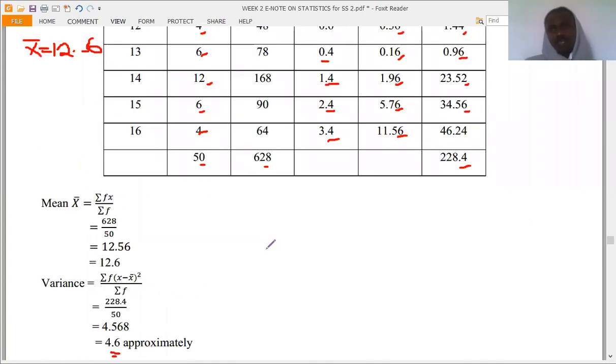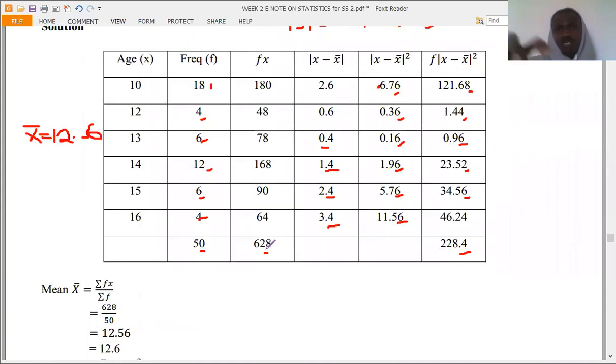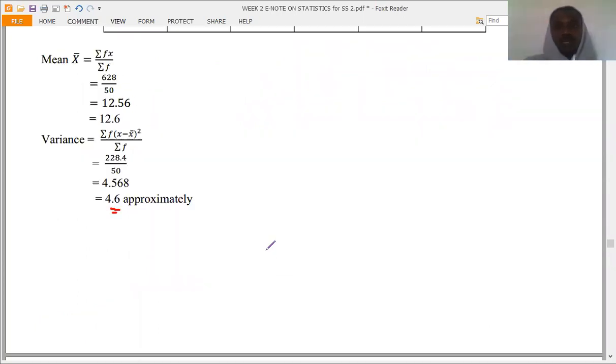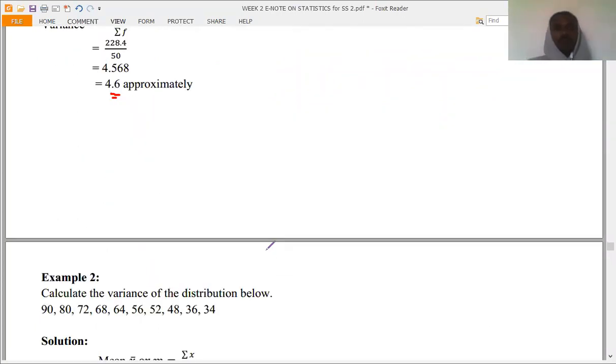I hope you understand that explanation. If you don't, try and watch this section again and again and put it into practice. Practicalize it by solving it yourself. I believe you will get a full understanding.